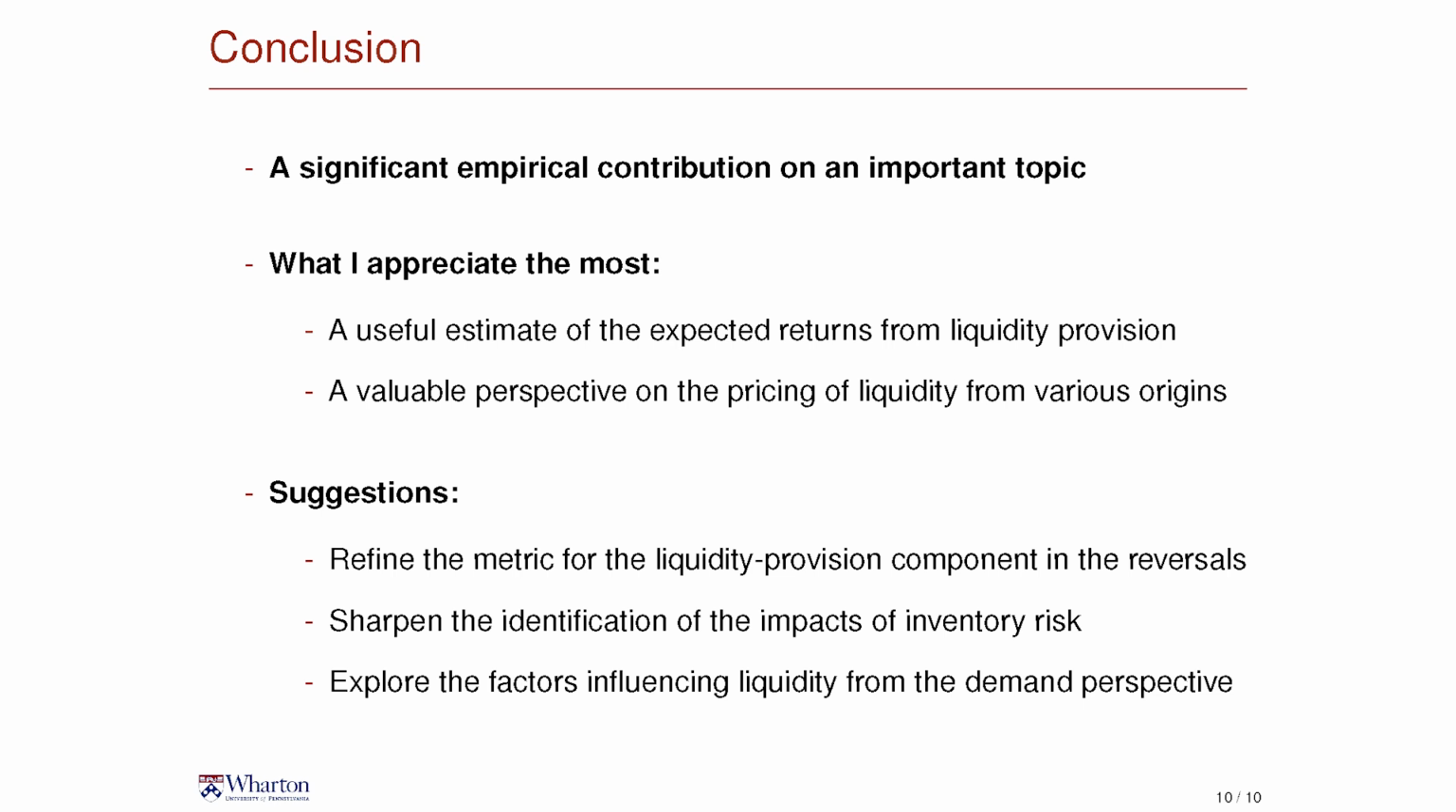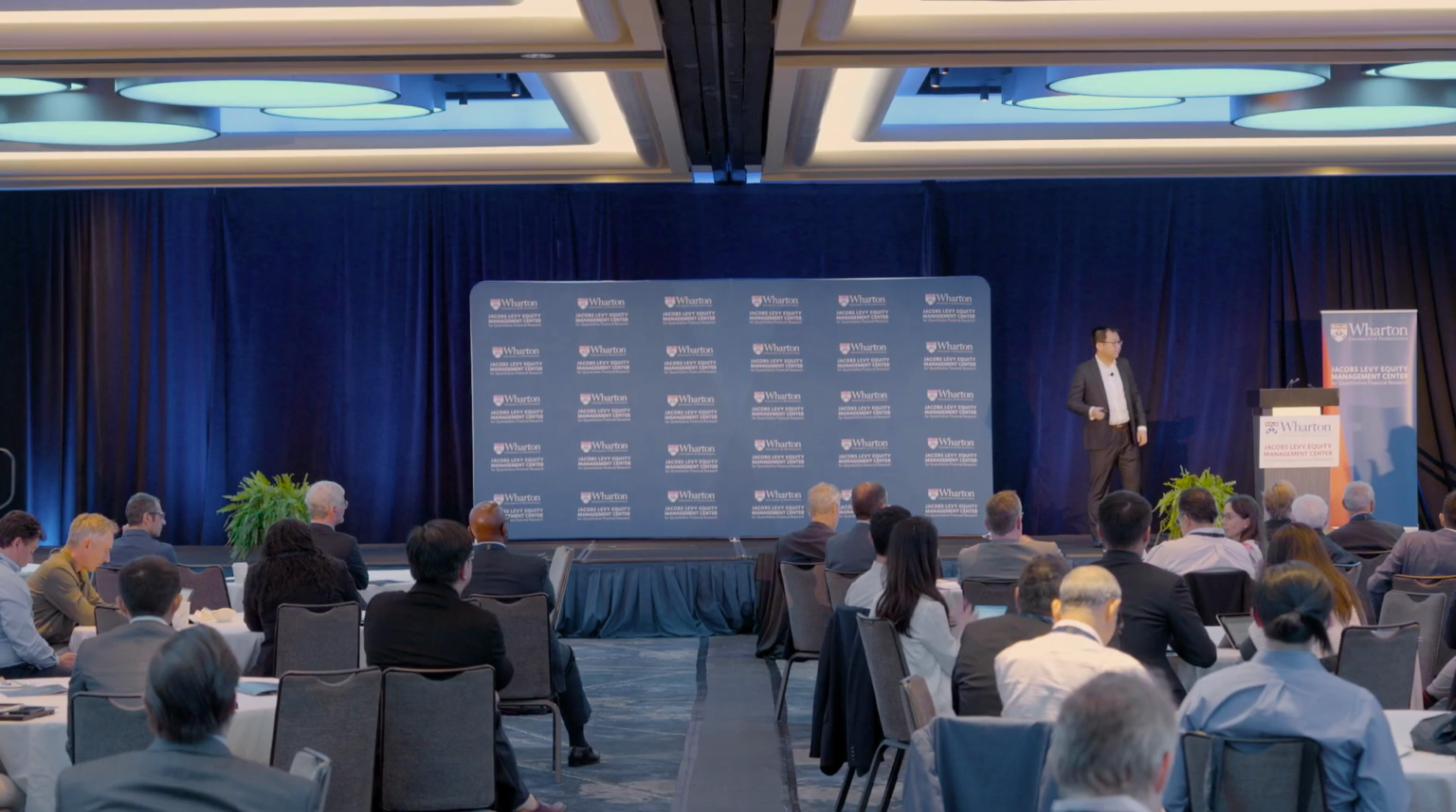I have a few humble suggestions to further refine the metric for the liquidity provision component, sharpen the identification of the impact of inventory risk, and explore the factors influencing liquidity from the supply side, as well as from the demand side, and control for them when you think about variation from the supply side. That's my discussion. Thank you very much.